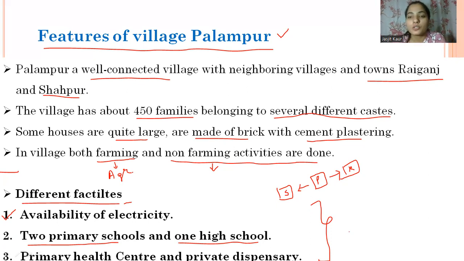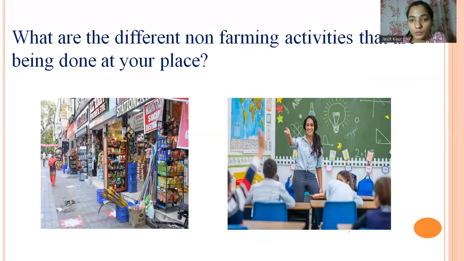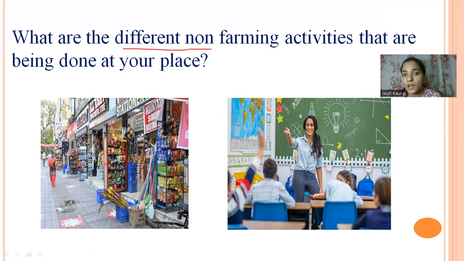Now, moving forward, you have to tell me what different non-farming activities are being done in your place. You have to tell me the different non-farming activities that are being conducted in your places. You can write your answer in the comment section.